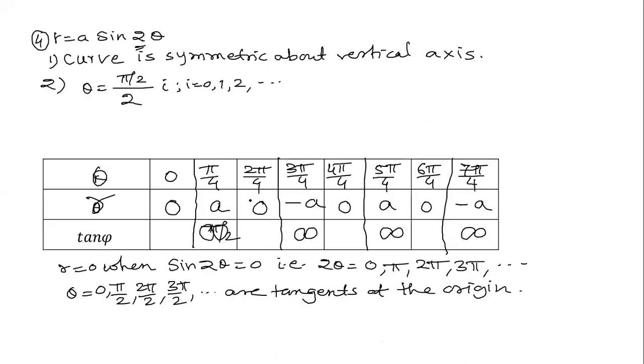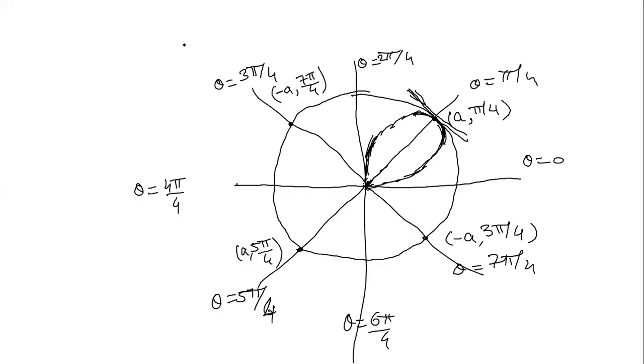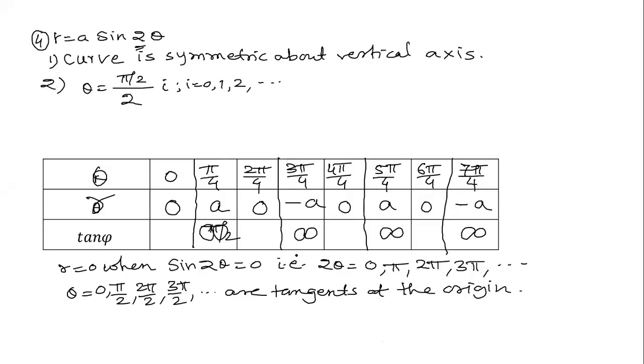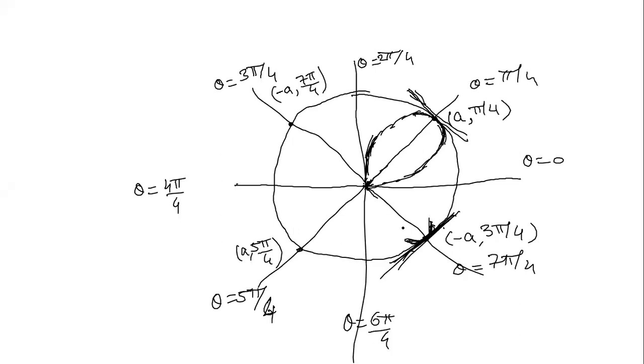After that, theta equal to 3 pi by 4, r equal to minus a. So this is the point, and again the radius vector is theta equal to 3 pi by 4, and this phi is 90 degrees, so this must be the tangent, and the curve must be like this. Again we have mentioned theta equal to 0 and theta equal to 3 pi by 2 are tangents at origin. So this is tangent at origin, theta equal to 0 is another tangent at origin, and this is going to be the nature.